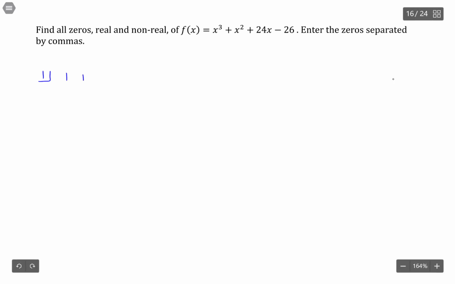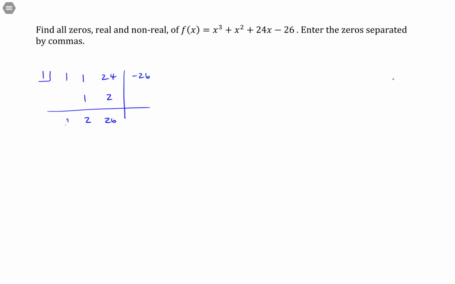So 1, 1, 24, and negative 26. Okay, so if I bring the 1 down, 1 times 1 is 1. That adds up to 2. 1 times 2 is 2. This becomes positive 26. And that last column adds up to 0.